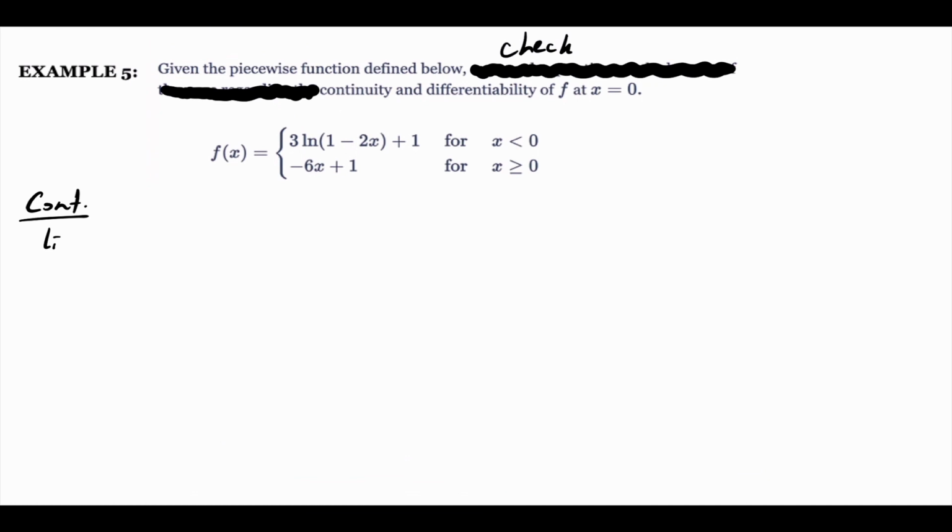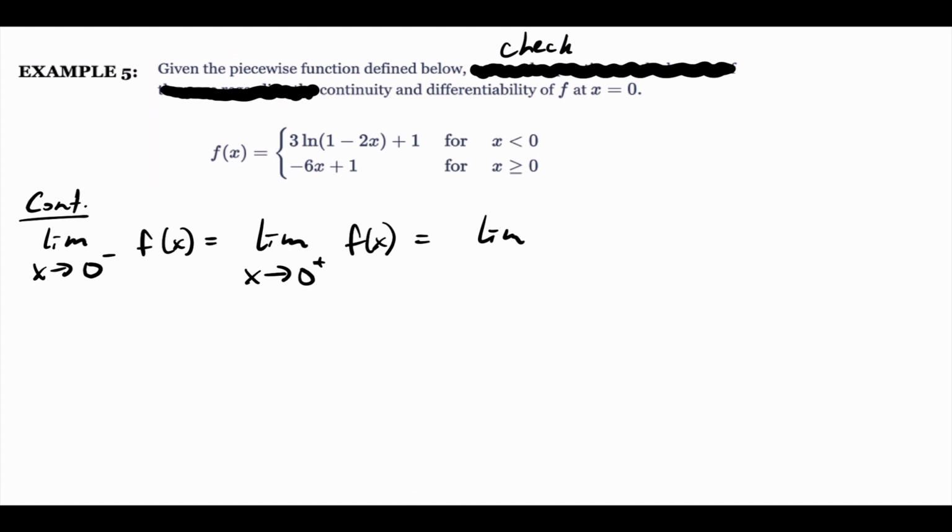Okay, so continuity, the limit as x approaches 0 from the left has to be equal to the limit from the right, which is equal to the limit overall, which is equal to the answer at 0. That hasn't changed. Okay. So the top one I'm going to use for less than, for the negative side. So when I plug in 0, what do I get?